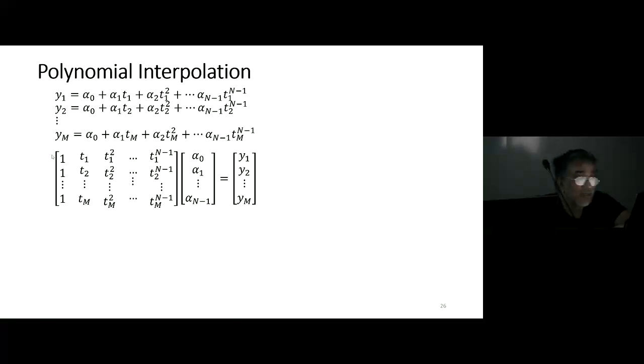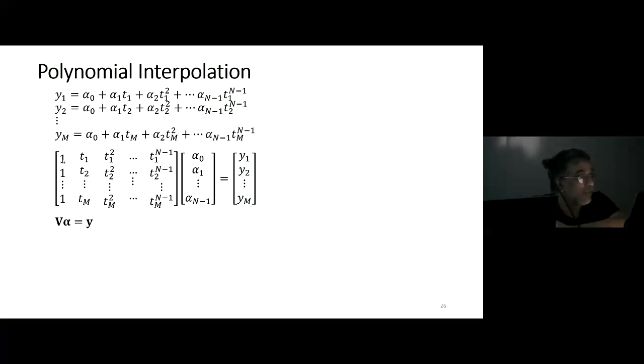This matrix is known because the t's are part of our samples. The y's are also known. These are all part of the observations, and we have to solve for alpha. So we have V alpha equals y. V is an m by n matrix.